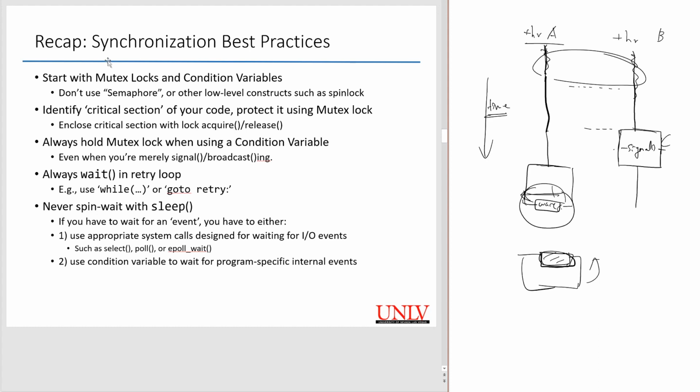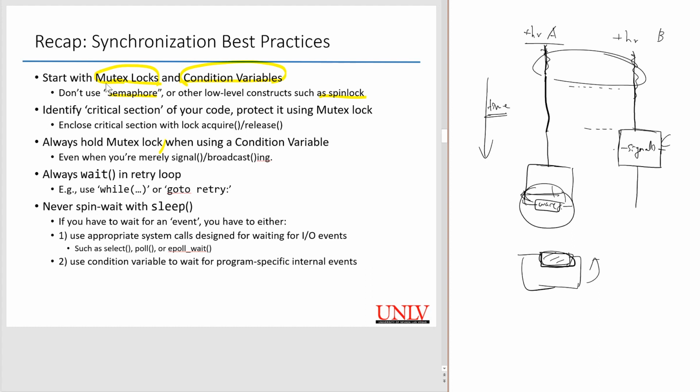All right, recap. Synchronization best practices. Start with mutex locks and condition variables. Don't use semaphores or other low-level constructs such as spin locks. So this means that if you're not 100% sure that you need a semaphore or a spin lock, always start writing your code, developing your code around mutex locks and condition variables.